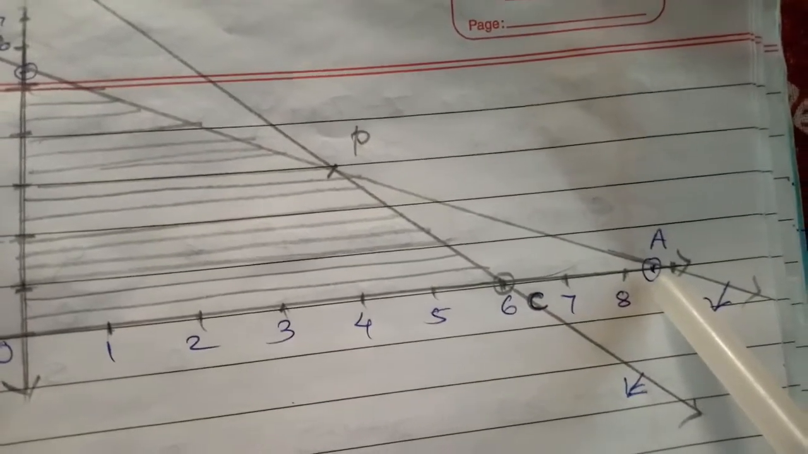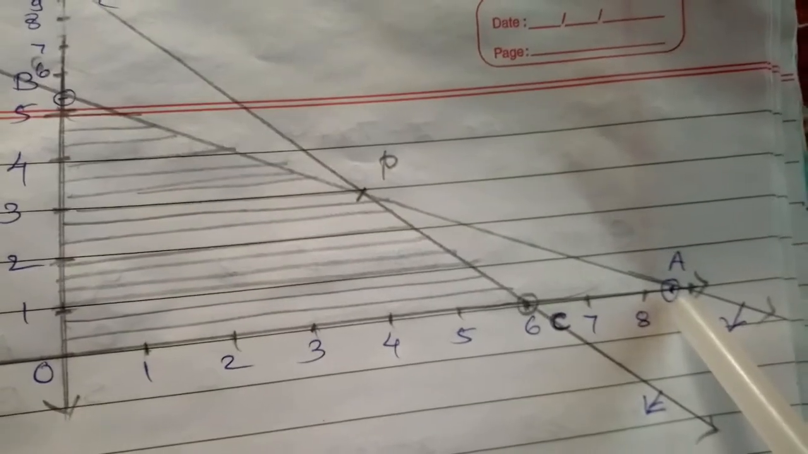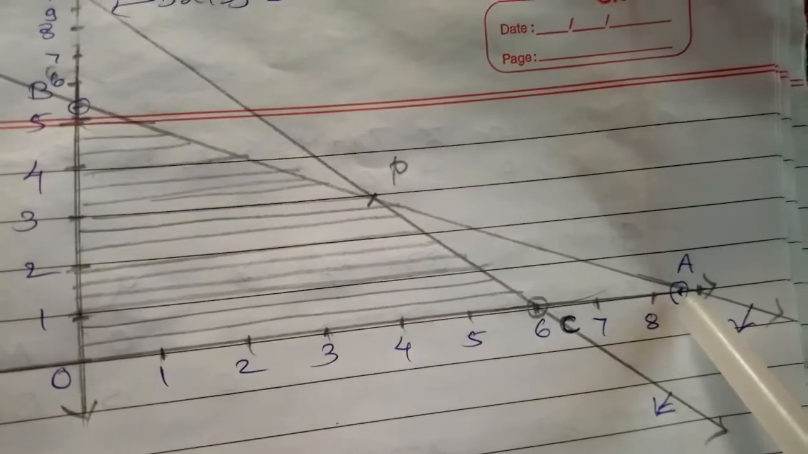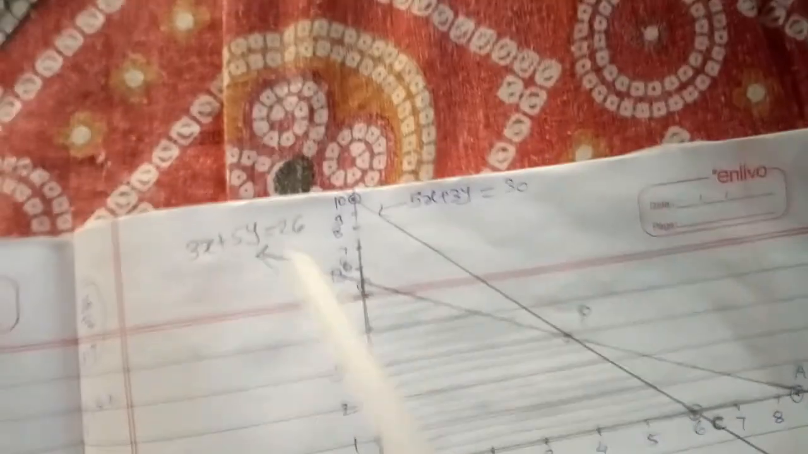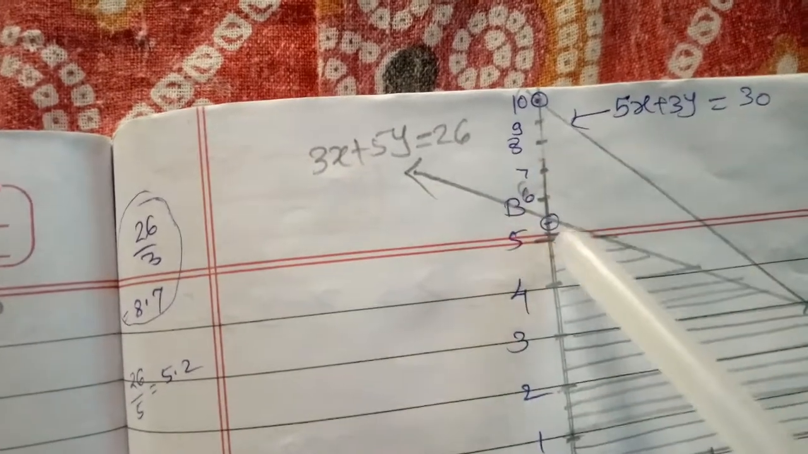So approximately we have to draw it here, 8.7. So this is 8.7 and 0. So my point is on the x-axis. So here is the point A, and the second, B, is 5.2, since 26 upon 5 is 5.2. So point B is here.